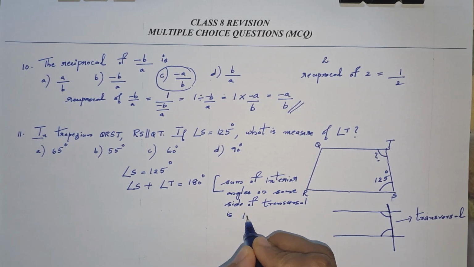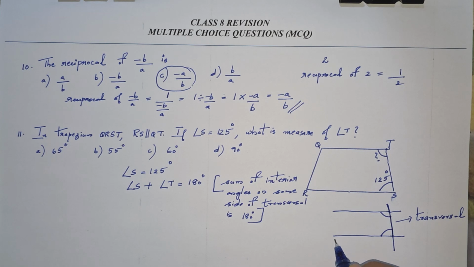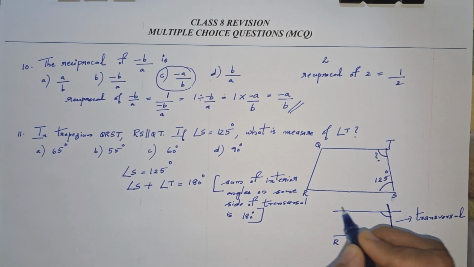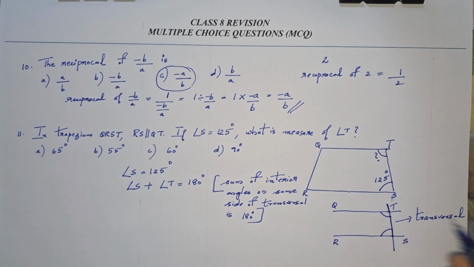Okay, so here let's mark this as RS, this as QT. So ST is the transversal. What is the transversal here? ST is transversal, right?